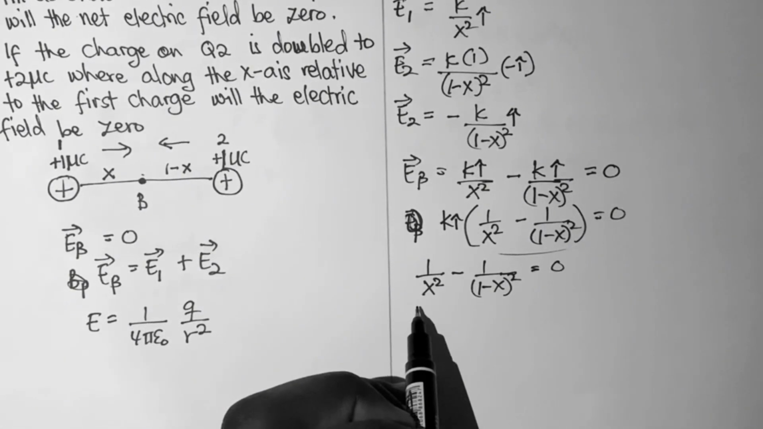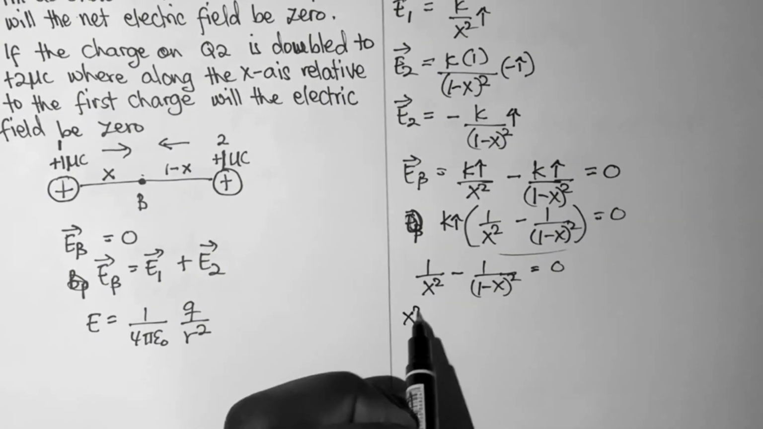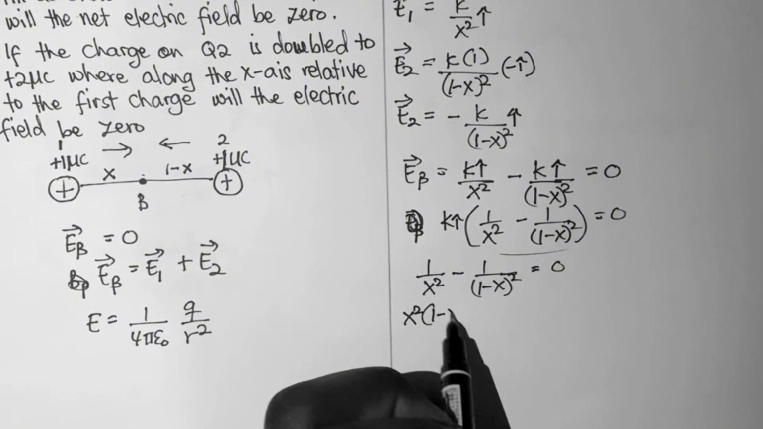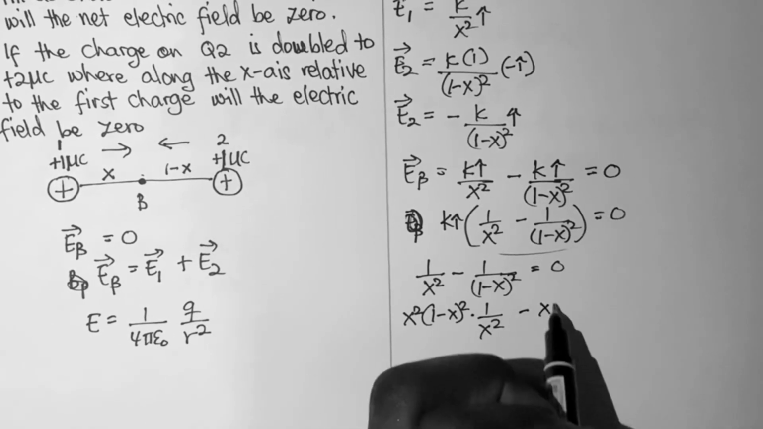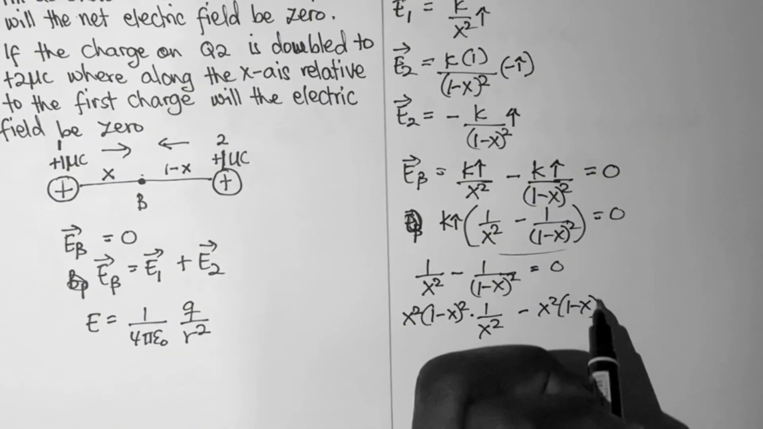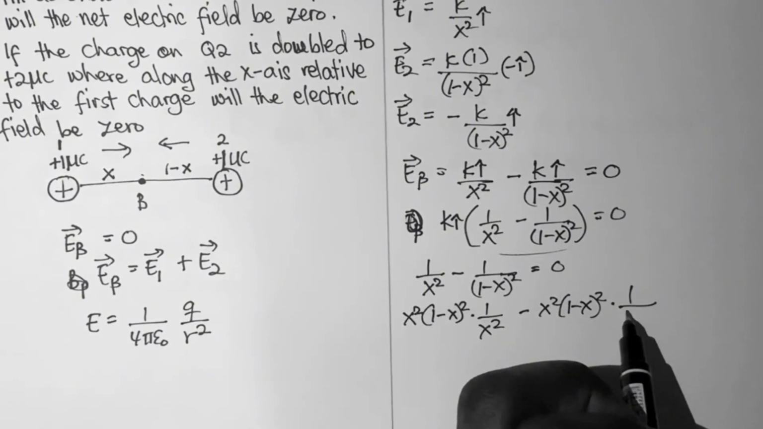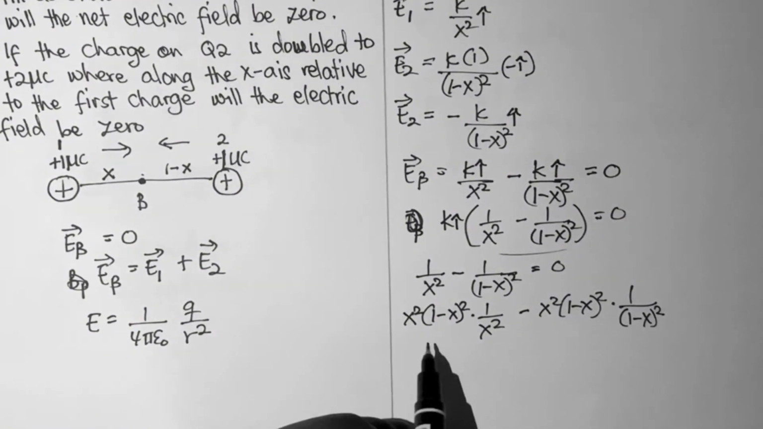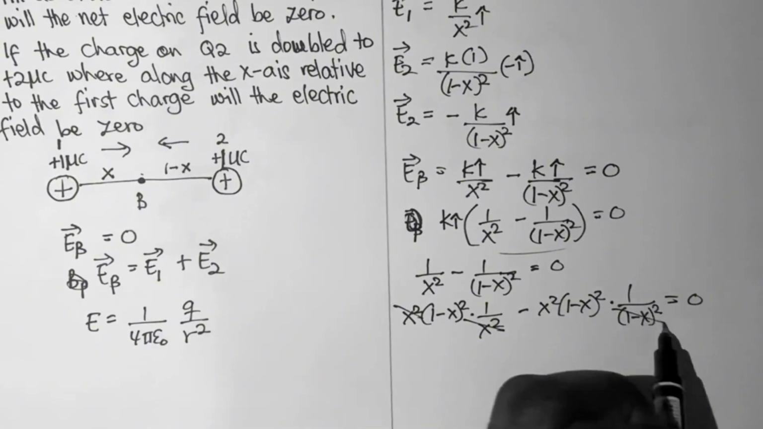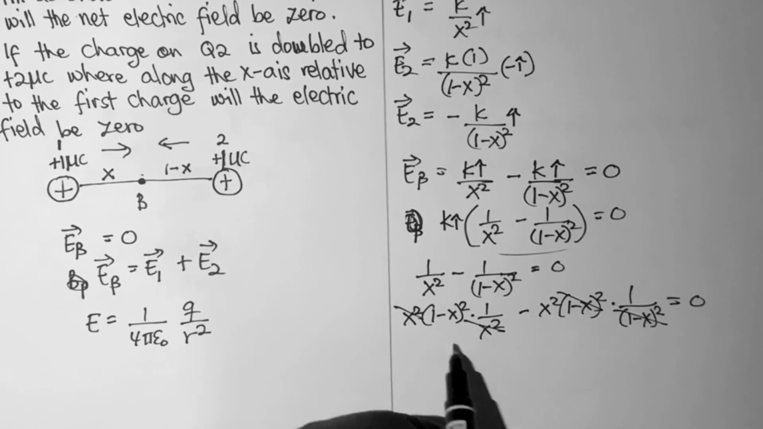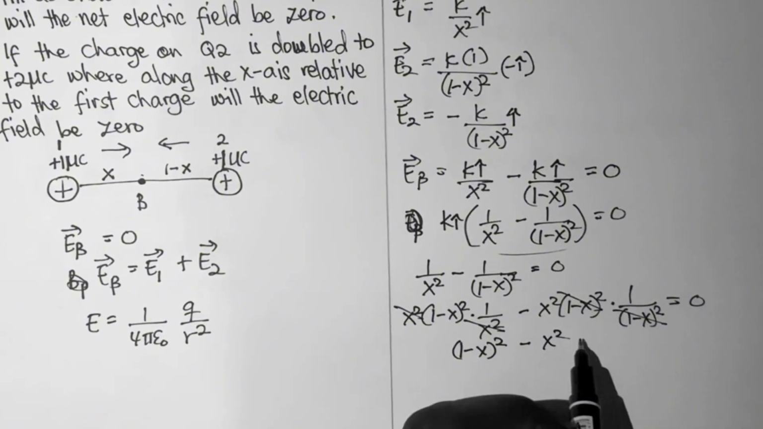So let's multiply through by x squared times (1 minus x) squared. If we do that, we have x squared times (1 minus x) all squared, times 1 over x squared, minus x squared times (1 minus x) all squared, then times 1 divided by (1 minus x) all squared. So you see that this x squared and this one will cancel, and this one and this one will cancel. So we now have (1 minus x) all squared, then minus x squared equals 0.